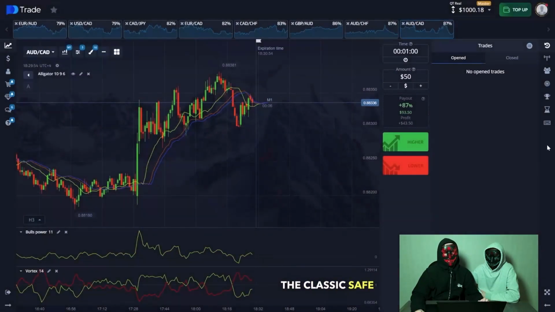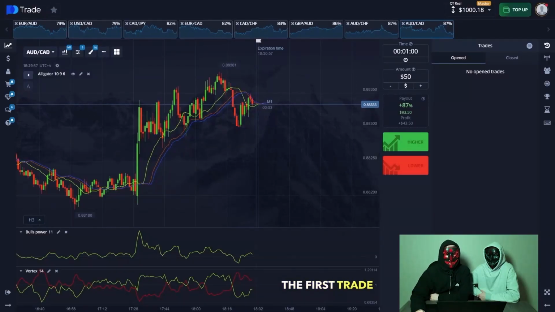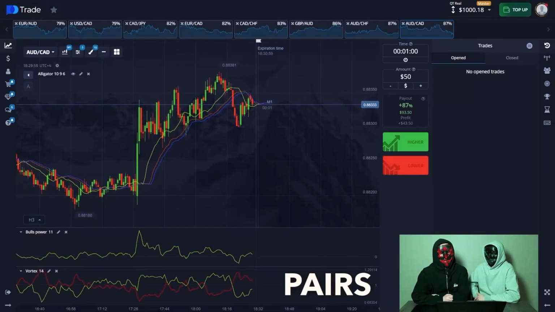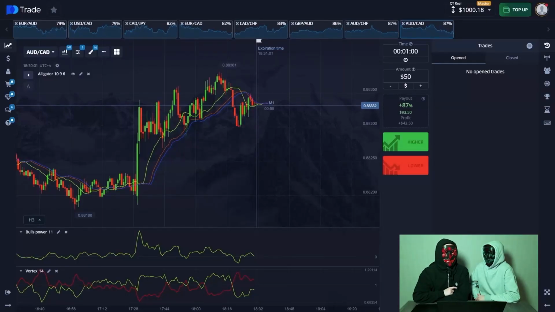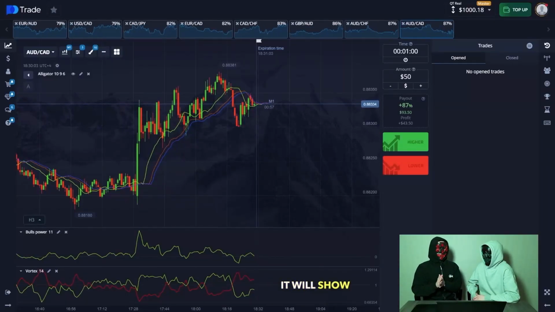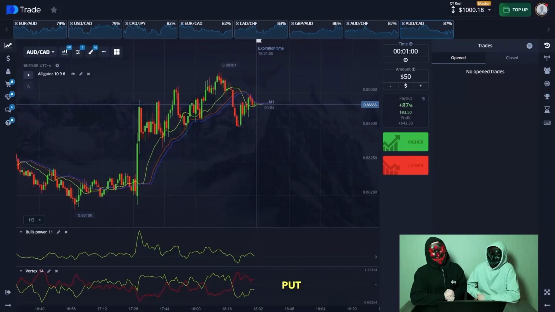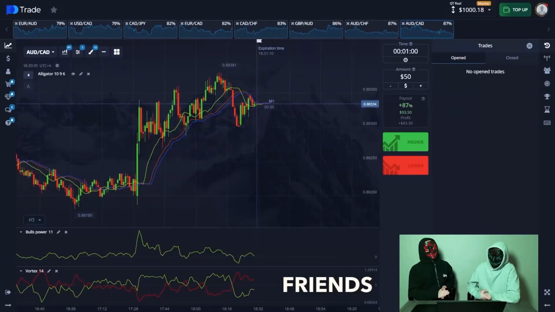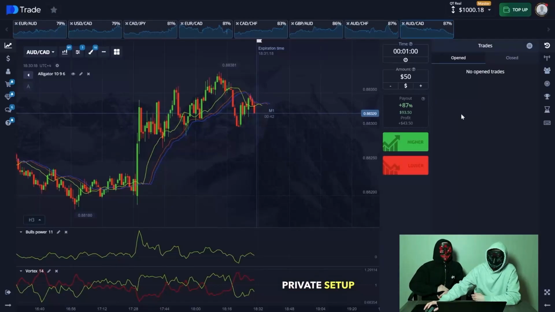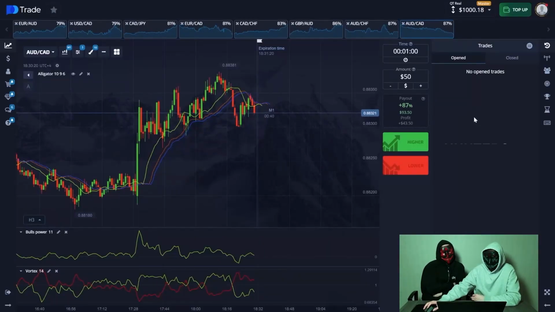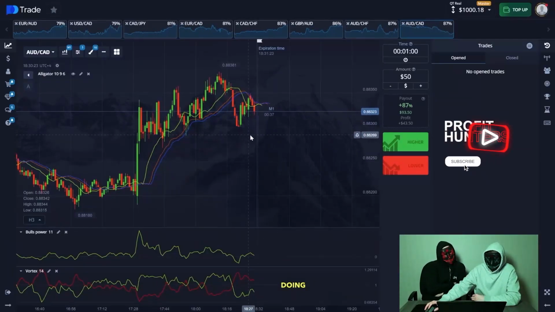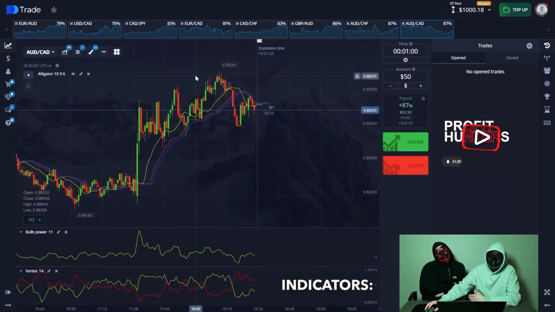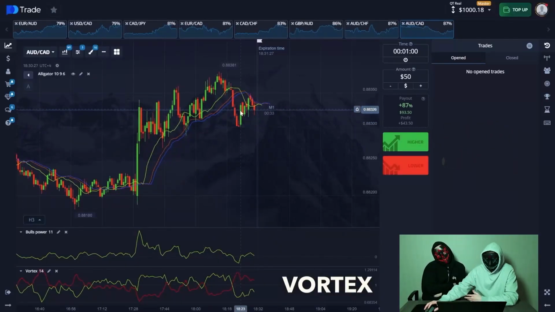The classic safe time is 1 minute, the first trade is $50, and several currency pairs start trading now. And the green one, it will show you the strategy. Sit comfortably, put on some tea, let's begin. So friends, well, Red conducted our private setup on our strategy. Now we'll start doing a short analysis according to our indicators, Alligator, Bull's Power and Vortex.